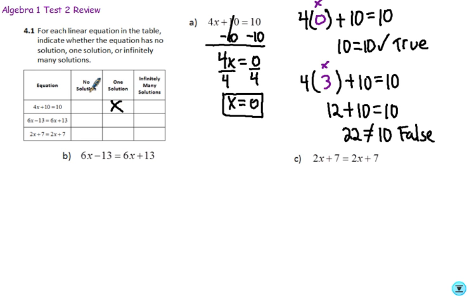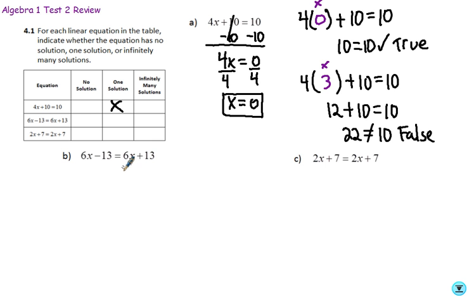So let's plug this in. 6x minus 13 equals 6x plus 13. I've got x's on 2 different sides, so what I can't do is combine those two things because they're not on the same side. So when variables are on different sides, you have to pick one up and move it to the other side. How we move stuff is we do the opposite.